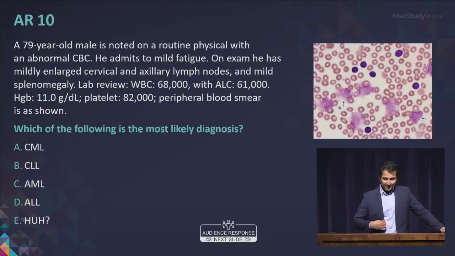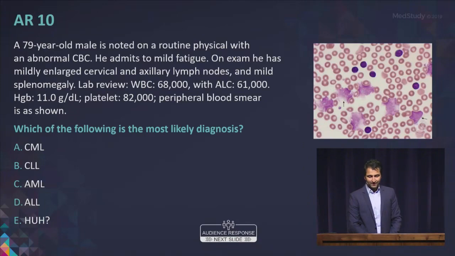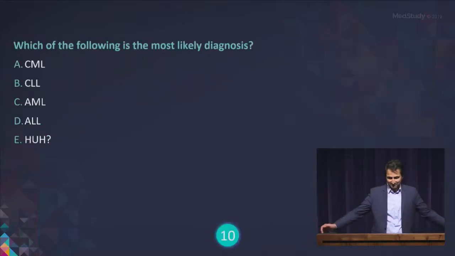All right, our next question. A 79-year-old male is noted on a routine physical with an abnormal CBC. He has mild fatigue, mild lymph node enlargement, and mild splenomegaly. His white count is 68,000, and lymphocyte is 61,000. Hemoglobin's 11, platelets are 82, and you see the peripheral smear there. What is the most likely diagnosis? CML, CLL, AML, ALL, or my favorite, huh? What do you guys think?